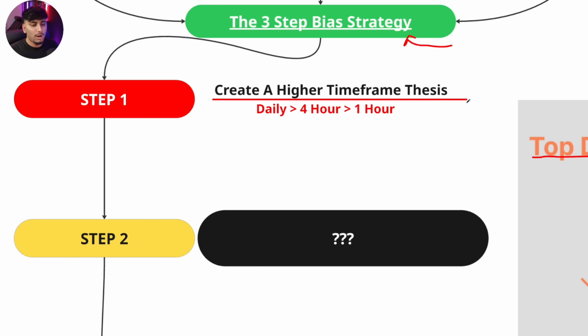Well, for step 1, we want to create a higher time frame thesis. A higher time frame thesis will not only help us navigate the market much more clearly and simply, but at the same time, it will let us know which way the stock wants to move. Because if the daily time frame looks very bullish, that means the 4-hour time frame will most likely follow the daily time frame, and the 1-hour time frame will also follow the daily time frame. This is because the trend on the higher time frame will also be the same trend on the smaller time frames. And therefore, the first step will be to create a higher time frame thesis, and we'll talk more about this when we get into the examples.